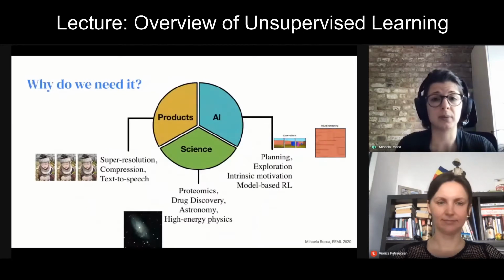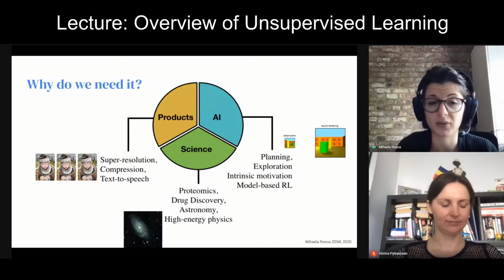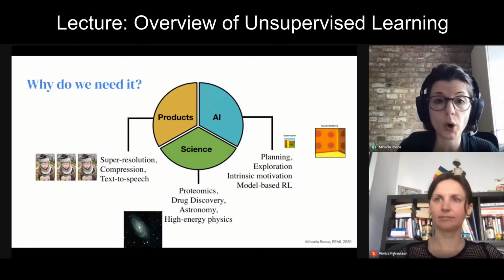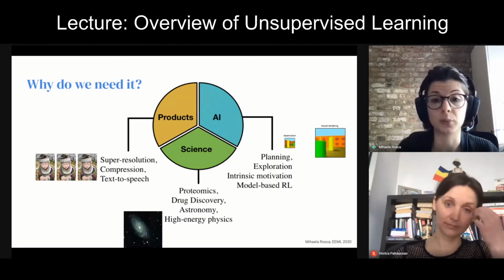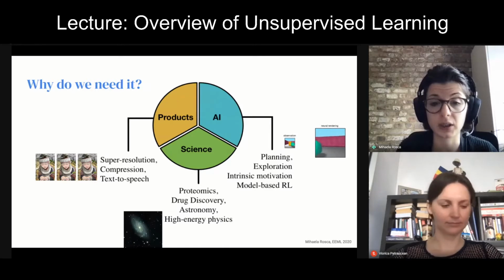One thing that you might say now is, why do we want to do unsupervised learning then, if it's so hard? Well, it turns out that unsupervised learning is a core building block for our products through super resolution, compression, text-to-speech. We use it to build better algorithms in science through drug discovery, astronomy, high-energy physics.